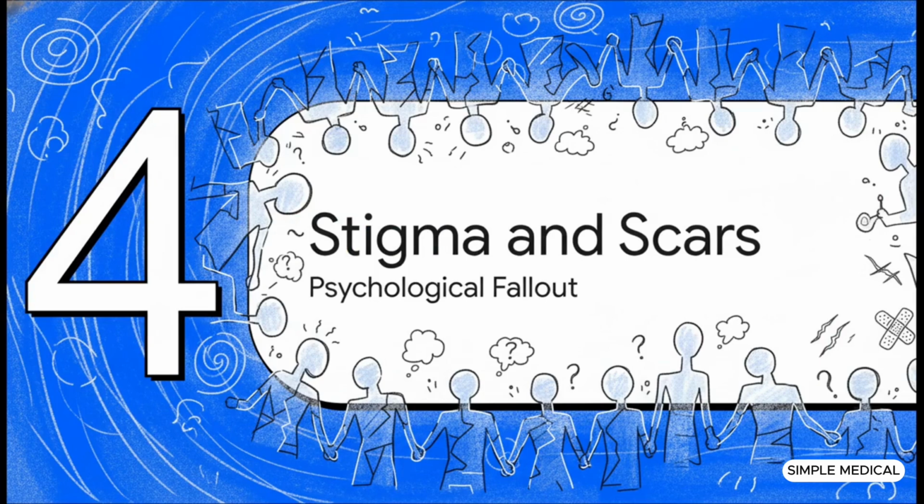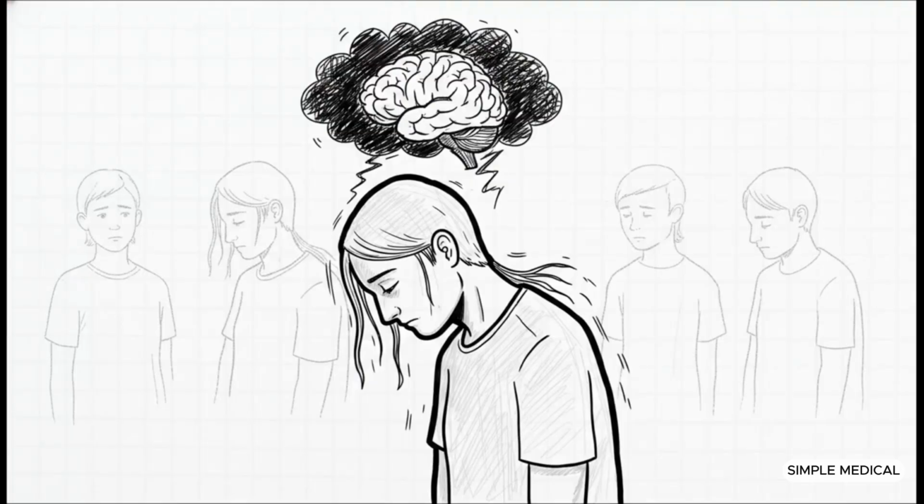And finally, Section 4, Stigma and Invisible Scars. Let's zoom out one last time to the community level. Because while the physical complications are devastating, the mental and social hurdles can be equally paralyzing. Survivors return home carrying a heavy burden. They have neurological symptoms, deep grief, and very visible markers like hair loss.